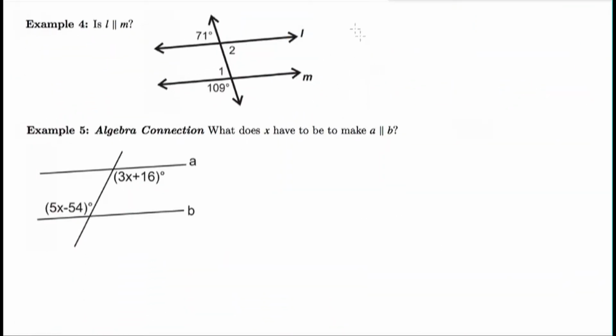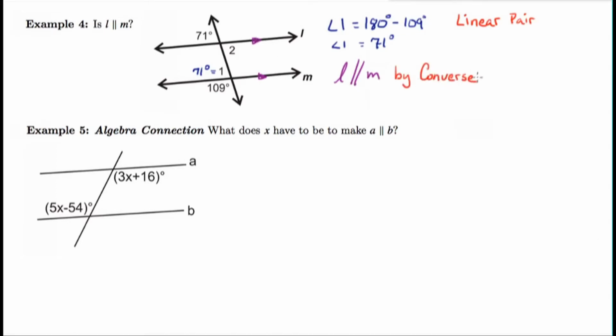Example 4. Example 4 is L parallel to M? Well, we know that angle 1 and 109 degrees are a linear pair. Therefore, angle 1 is 71 degrees. Well, that corresponds with the other 71 degrees, so that means that they're parallel by the converse of the corresponding angles postulate.